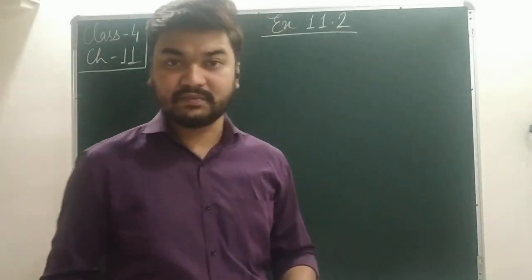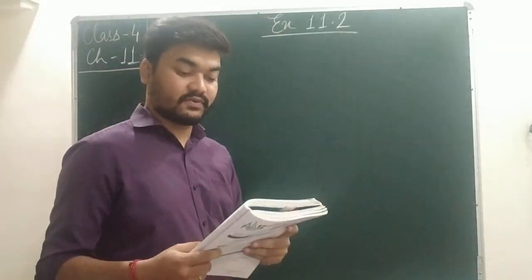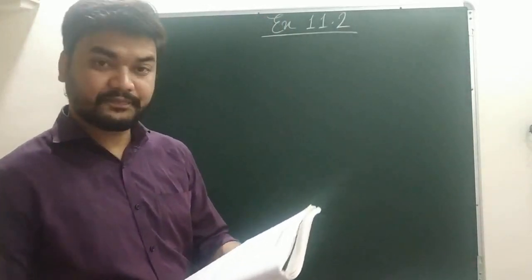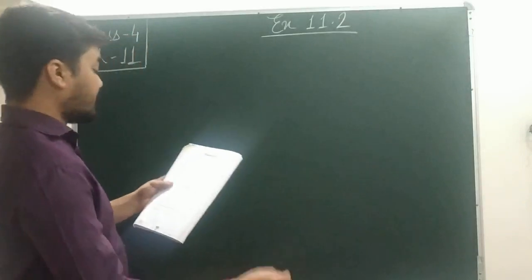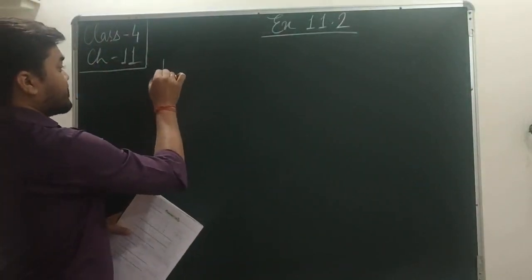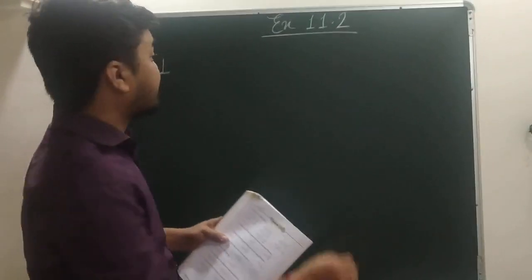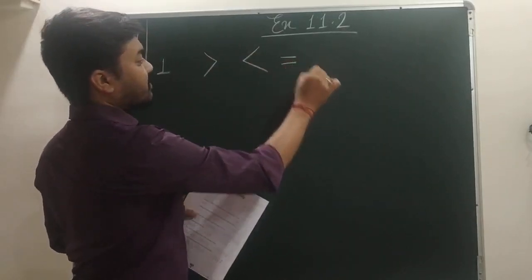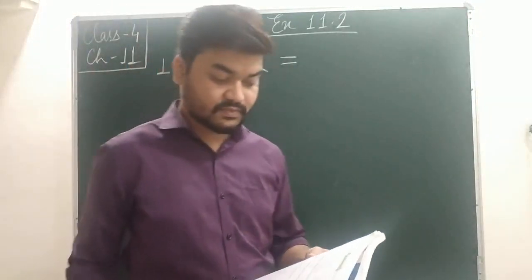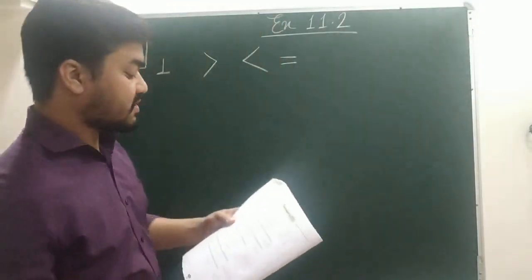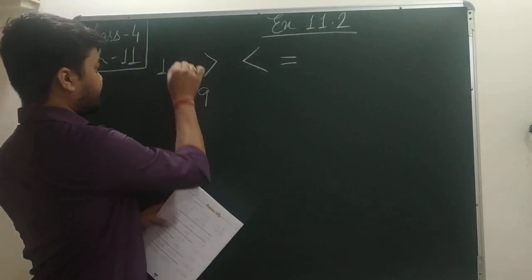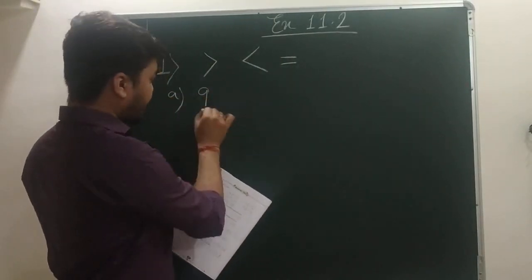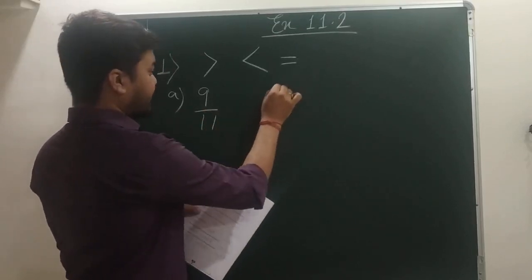I will explain this chapter from the questions itself. Okay, so we shall start. The first question is to put the signs greater, smaller, or equal to. The first question given is 9 by 11 and 9 by 14.